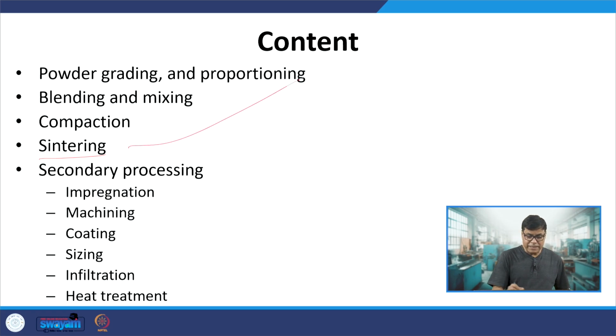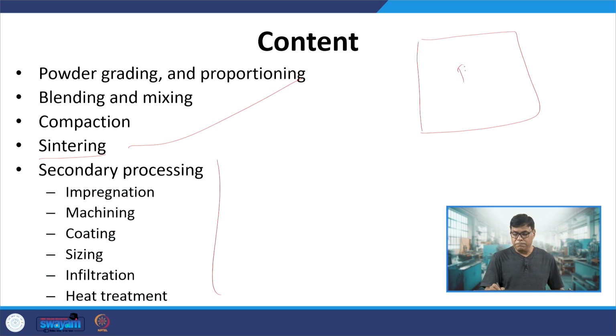There are many secondary processes. Once the desired shape, structure and properties are attained, it is very much possible that the product may not have the whole set of characteristics which are desired in the product manufactured through the powder metallurgy route. So, if the product is lacking in certain aspects, then those are compensated through secondary processing. Okay. So, what is that?